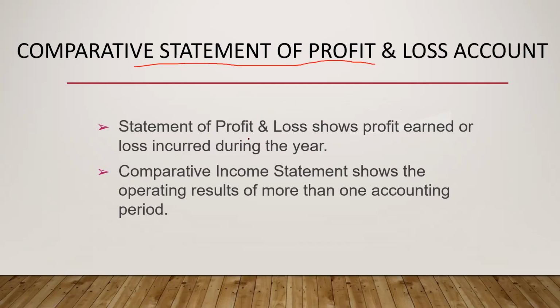See, basically profit and loss shows what? It shows profit earned or the loss incurred during the year. It shows the data of 1 year. But when you prepare comparative statement of profit and loss, it will show you operating results of various years, that means more than 1 year. Operating results means it will show you profit, loss, expenses, incomes, how much percent of them have increased or decreased. So let us start with solving one sum, so that you'll get a clear idea what is to be done.